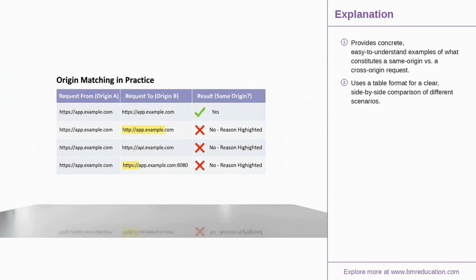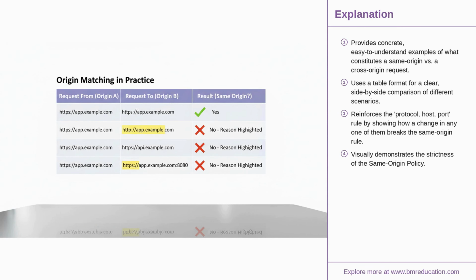Now that we know the three parts of an origin, let's see this in practice. Imagine our web page is at https://app.example.com. A request to an API at the exact same URL is, of course, same origin. But a request to http://app.example.com fails because the protocol is different. A request to https://api.example.com fails because the host is different. And a request to https://app.example.com:8080 fails because the port is different. This is the Same Origin Policy in action.